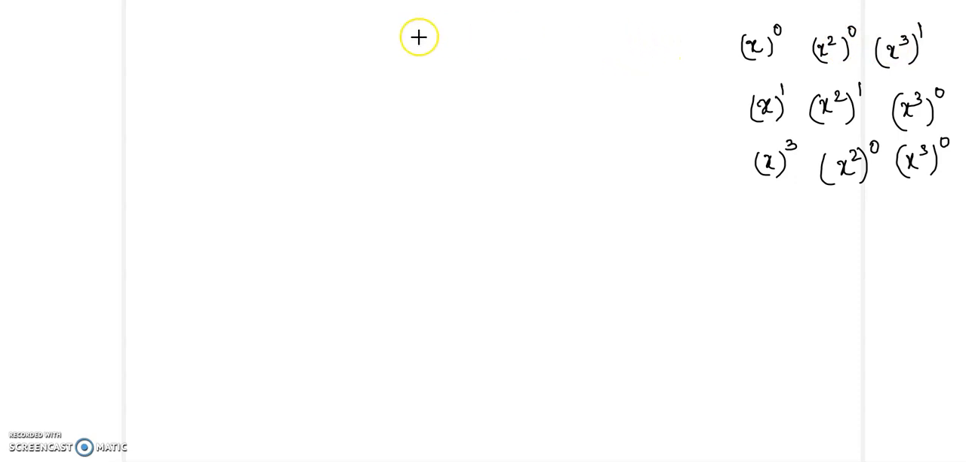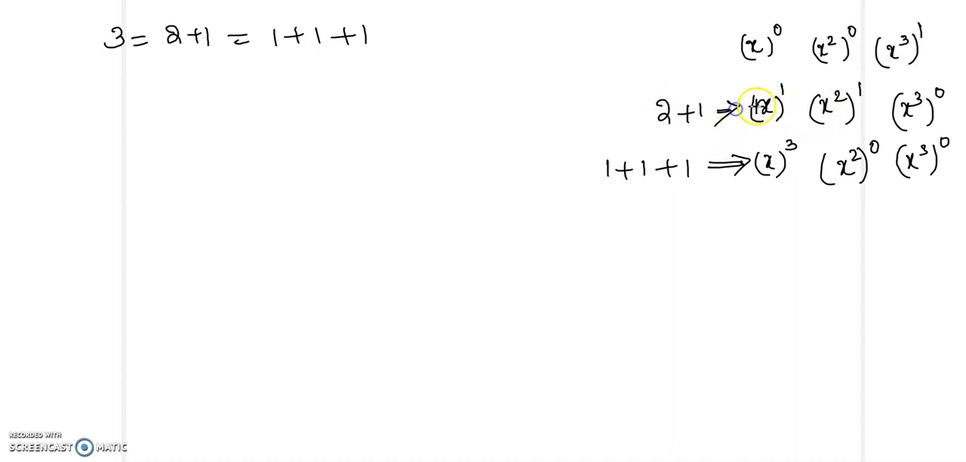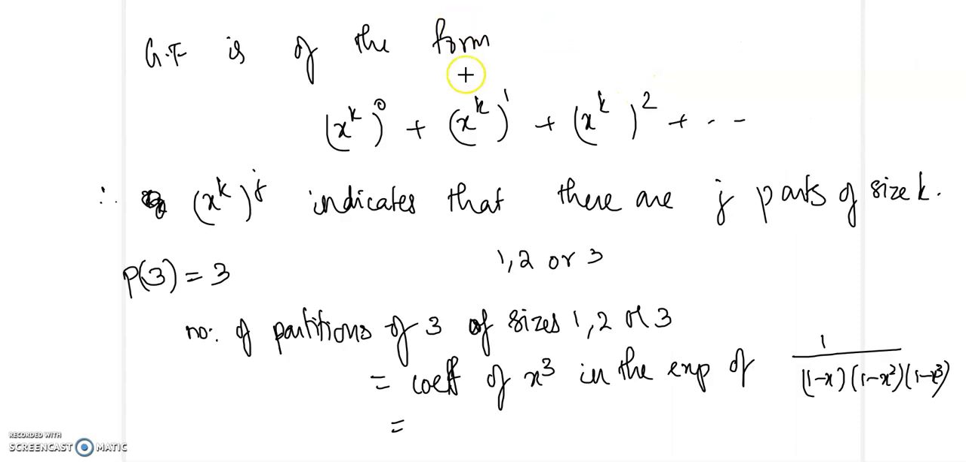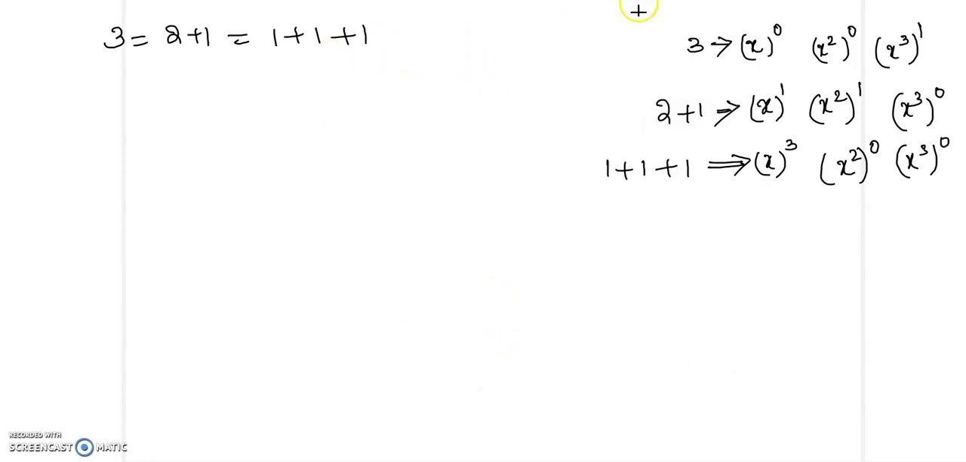So this is equivalent to our partitions of 3, which are 3, then 2 plus 1, then 1 plus 1 plus 1. So 1 plus 1 plus 1 will be represented by this, because 1 occurs 3 times, and the rest, 2 and 3, occur 0 times. And this will be for 2 plus 1 and this will be for 3. So when you take the sum of all the coefficients, that will be equal to 3. So the coefficient of x cube in the expansion is actually equal to 3. So this is actually the value of p of 3. This is how the terms in that expansion come.